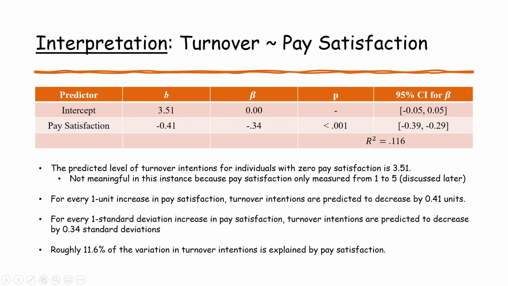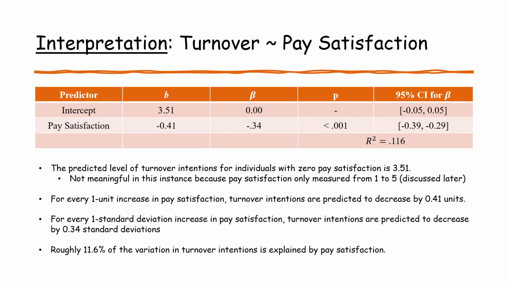So how do we interpret this? Well, let's go over it. This is the same table that we saw in the previous slide. The first thing we'll talk about is the intercept. The intercept tells us, in this first bullet point, the predicted level of turnover intentions for individuals with 0 pay satisfaction is 3.51.